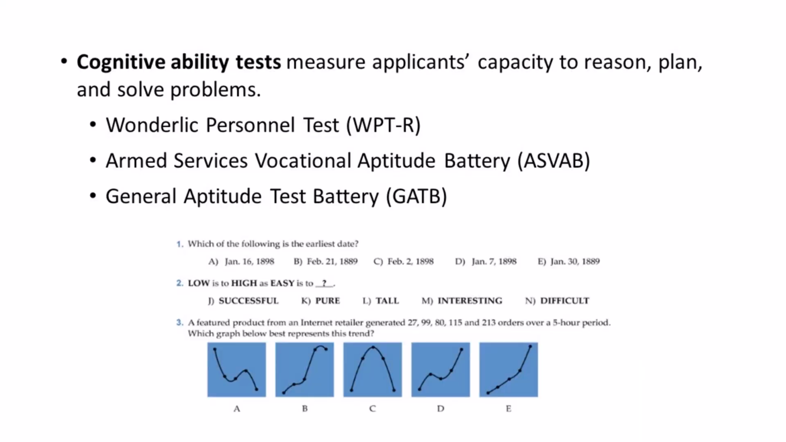Cognitive ability tests measure the capacity to reason, plan, and solve problems. These tests measure a variety of intellectual abilities, including spatial and mechanical abilities and perceptual accuracy. The sample items shown here are from the Wonderlic test. These tests are especially strong predictors of performance in jobs that require cognitive complexity, but they are also known to be biased against some groups.